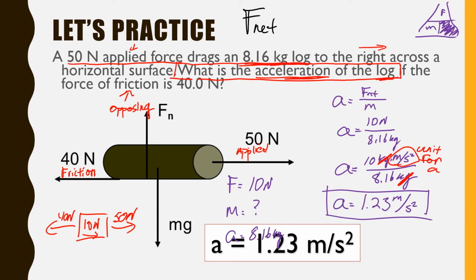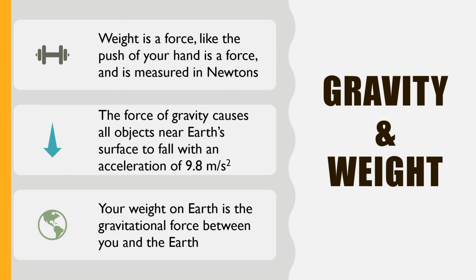So for every second, it will increase 1.23. Now, there is a relationship between gravity and weight that's going to apply here. So weight is a force, like the push of your hand is a force, and is measured in newtons. So when you go to the doctor and they measure your weight, well, they're not measuring your mass, they're measuring your weight. And they tell you 120 pounds, whatever. And what they're actually telling you is the force of gravity, your weight on Earth, is the gravitational force between you and the Earth, because the force of gravity causes all objects near Earth's surface to fall with an acceleration of 9.8 meters per second squared. And so with this information, since weight is a force, gravity is acceleration, we could easily find out what your mass is.